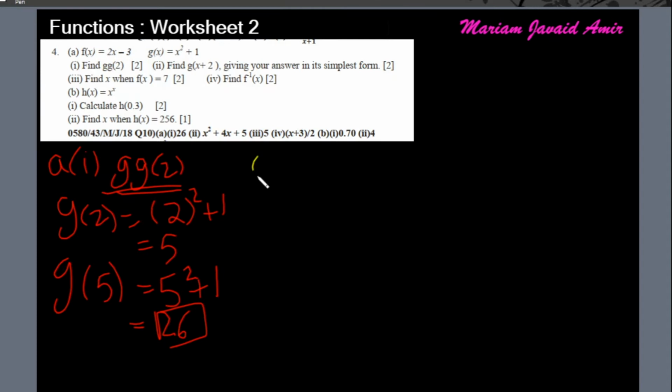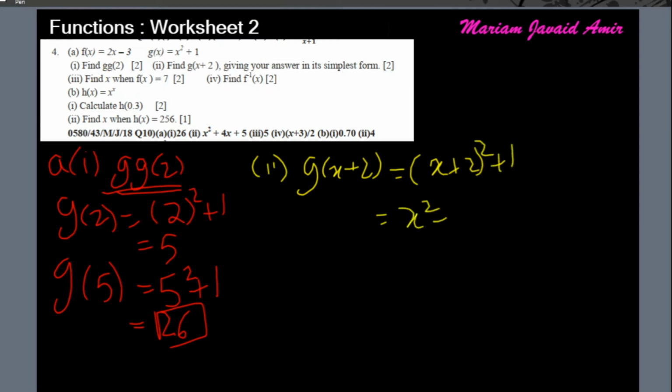For part 2 we have to write gx plus 2 in the simplest form. So in the function gx replace x with x plus 2. So x plus 2 whole square plus 1. Open this, we get a square plus 2ab plus b square plus 1, which makes x square plus 4x plus 5.